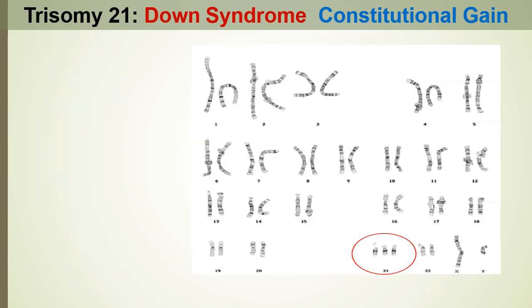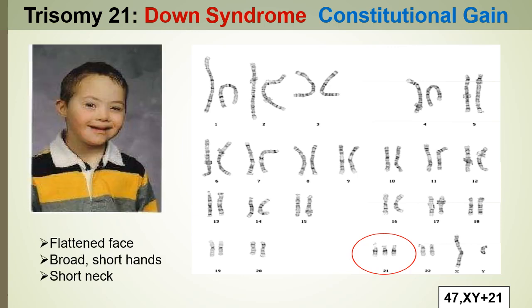In a Down syndrome individual, if we look into the karyotype, we can see that there is an extra chromosome 21. So the karyotype can be written as 47, XY plus 21. If we look into the phenotype of a Down syndrome individual, we could see a flattened face, broad and short hands, short necks and other associated characters.